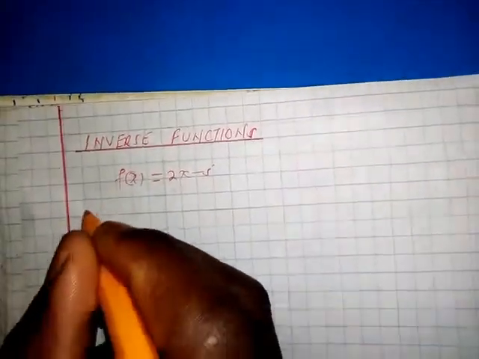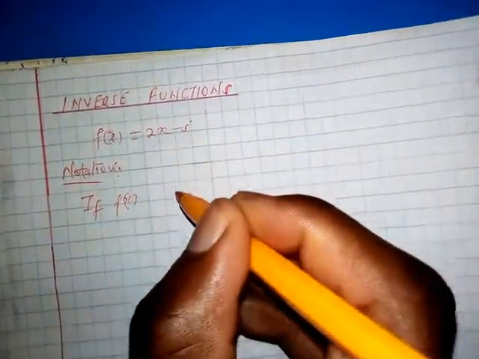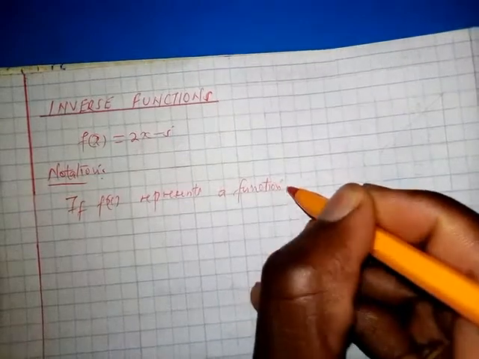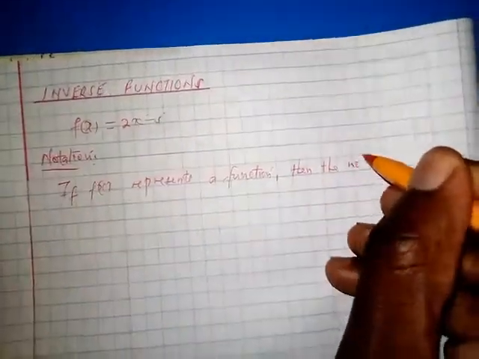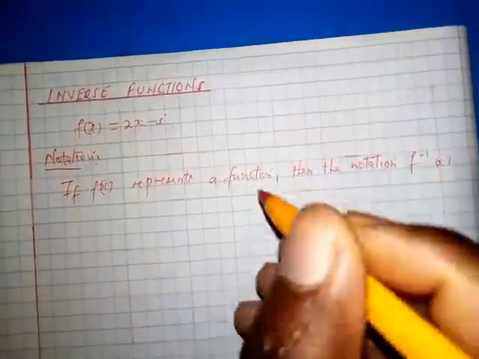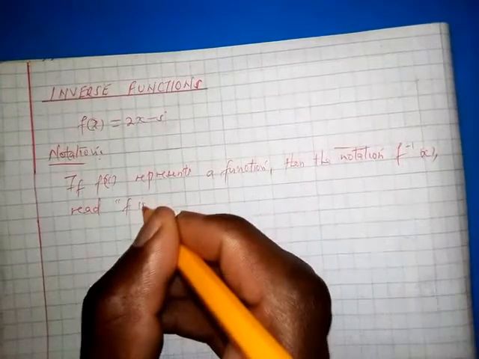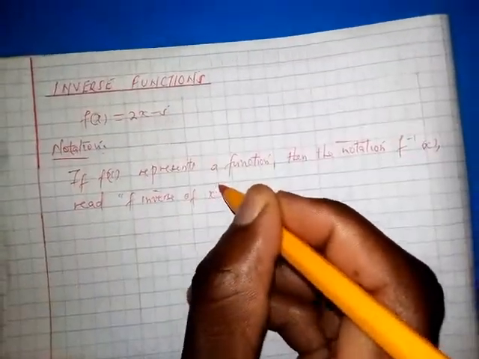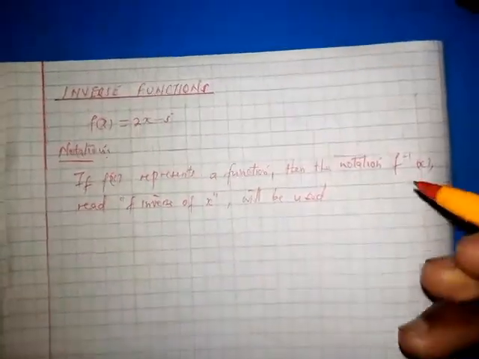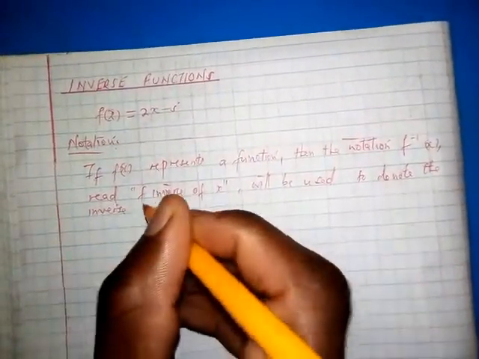So, notation: if f(x) represents a function, then the notation f inverse of x, read as f inverse of x, will be used to denote the inverse of f(x).